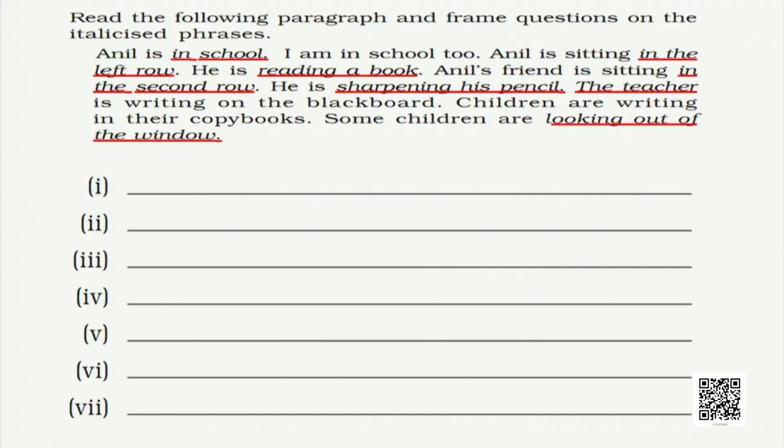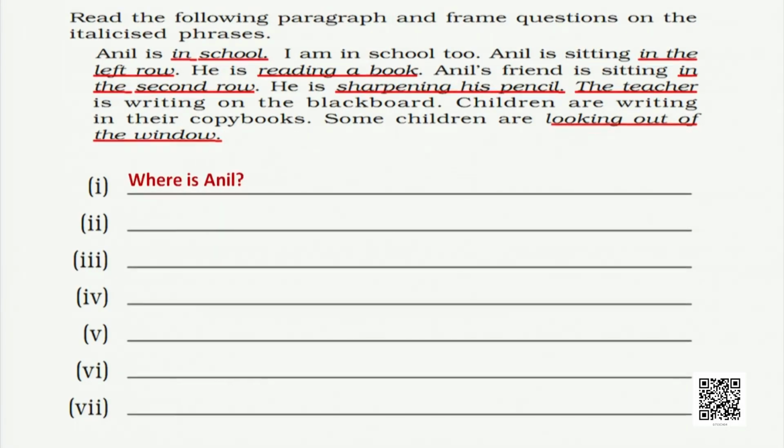Read the following paragraph and frame questions on the italicized phrases. For your convenience, I have underlined the italicized words. So in the first sentence you can see Anil is in school. So here the italicized words are in school. So what you have to do is frame a question so that you get the answer in school. So what can be the question? Try, students. Yes, the answer is where is Anil?